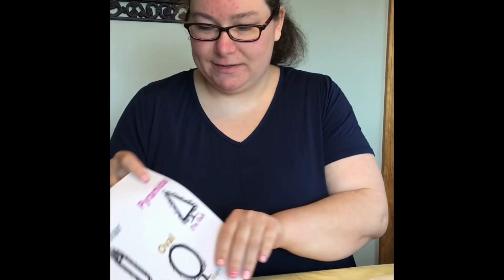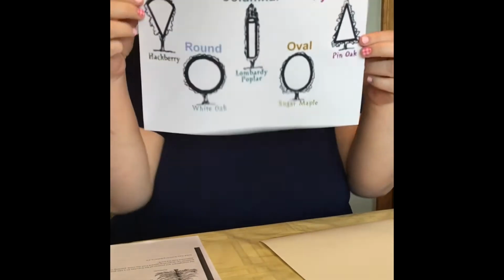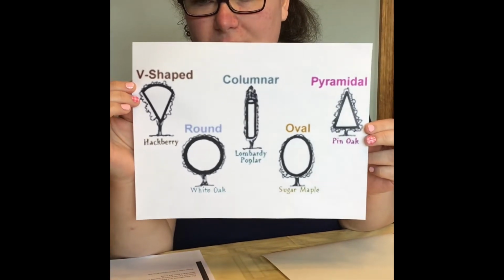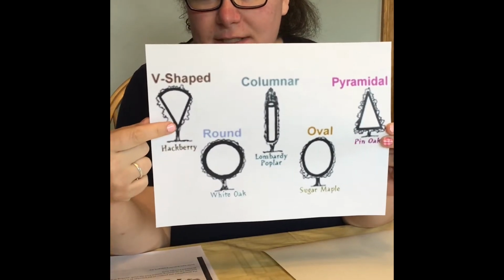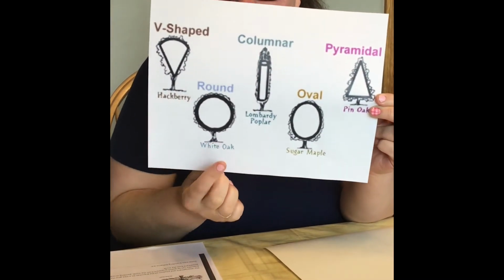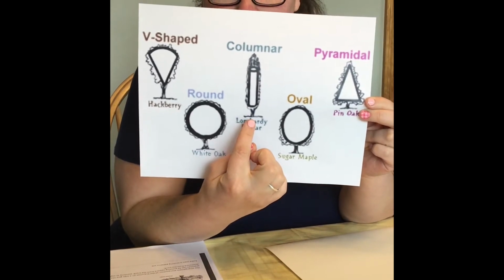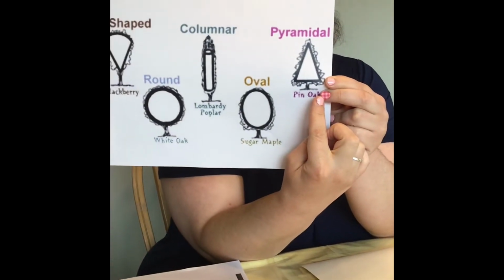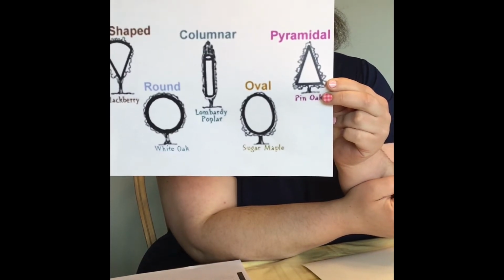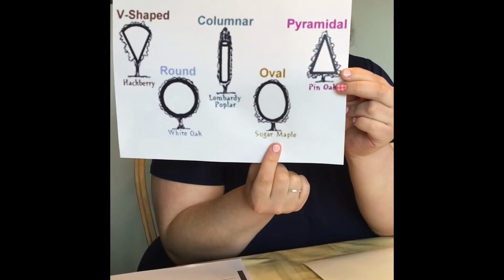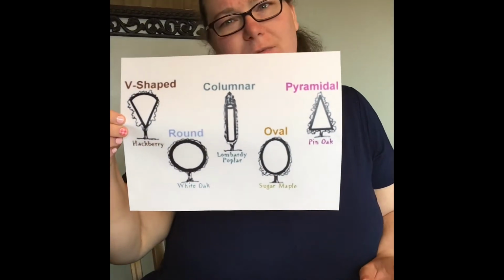So first, we have to figure out what shape a sugar maple is. I have here a picture with some silhouettes of trees. You can have a V-shaped silhouette like a hackberry, a round-shaped tree like a white oak, a columnar silhouette like a Lombardy poplar, or a pyramidal silhouette like a pin oak. But today, the shape that we want to make is an oval for a sugar maple. So, which one of these shapes do we need again?